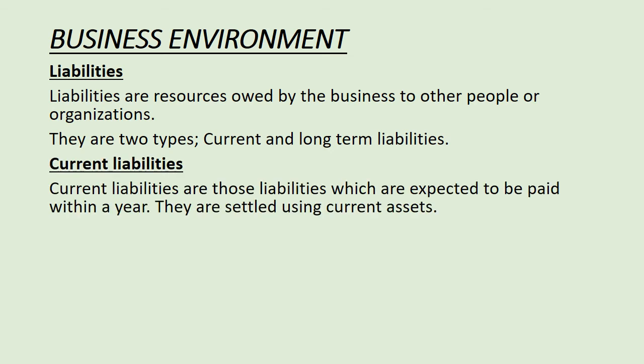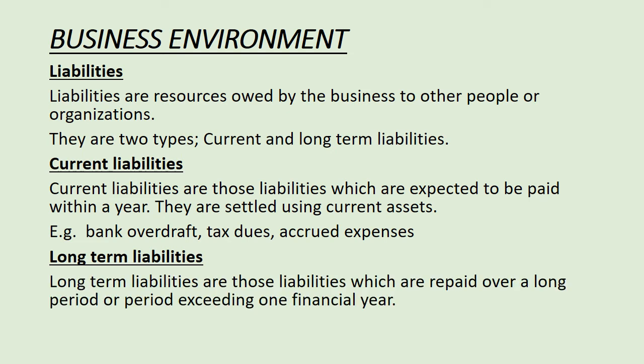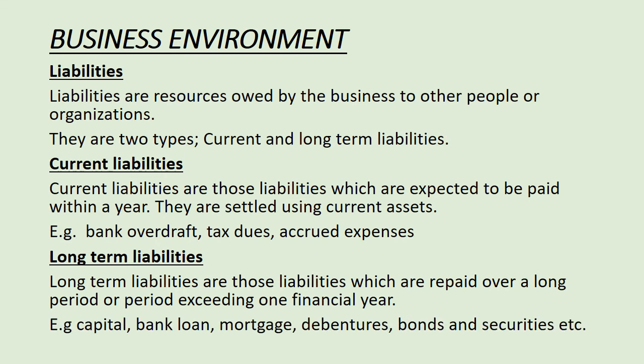1. Current liability. Current liabilities are liabilities which are expected to be paid within a year. They are settled using current assets. For example, bank overdrafts, tax dues, accrued expenses. The other one is long-term liabilities. These are liabilities which are repaid over a long period or period exceeding one financial year. Examples are capital, bank loan, mortgage, debentures, bonds, and securities.